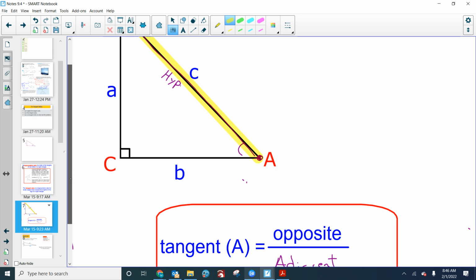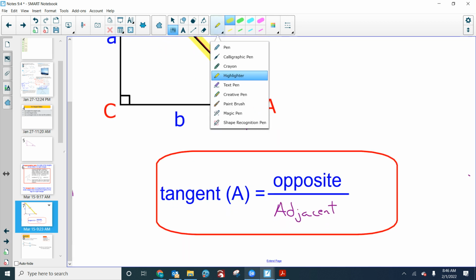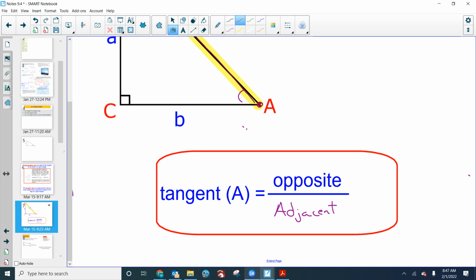Because we learned yesterday the tangent ratio is the opposite side divided by the adjacent side. Now, we're going to abbreviate that as opposite over adjacent. The SmartBoard is a little glitchy today, so if you have trouble reading that, let me know.